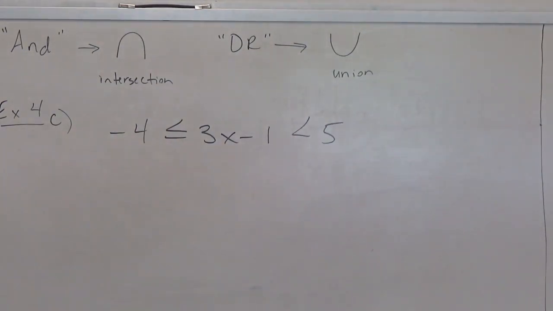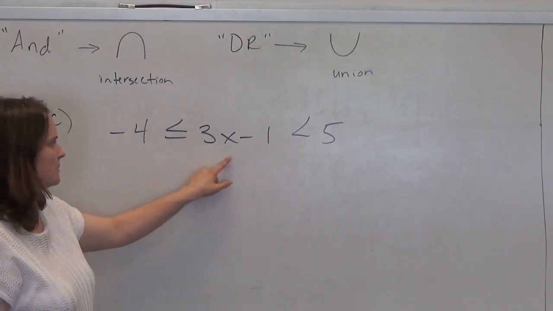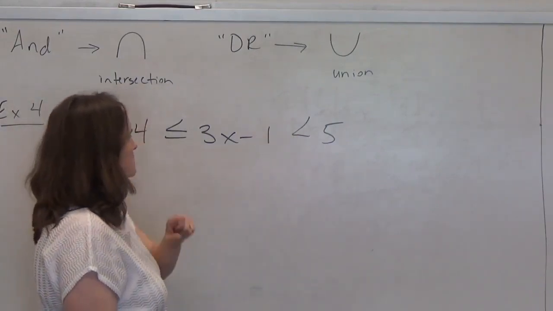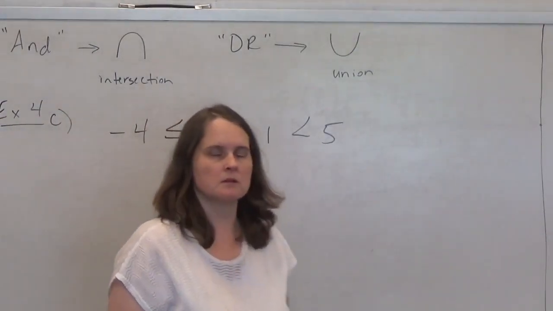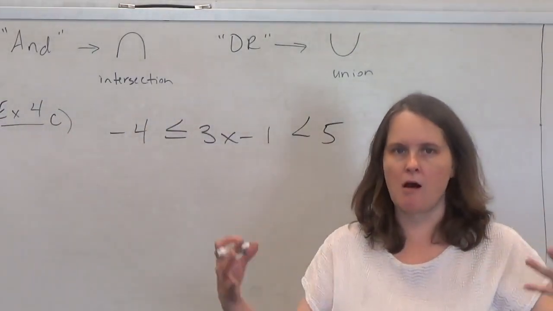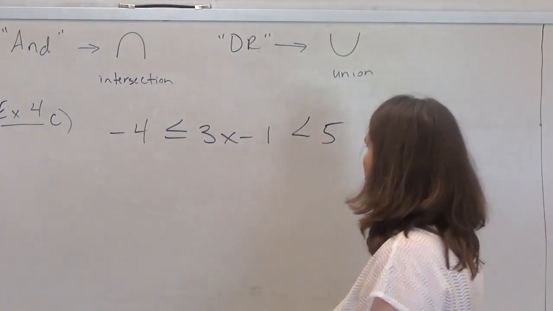Example 4, part C, we're asked to solve this. This is called a three-part inequality, or sometimes we call it a sandwich inequality. Negative 4 less than or equal to 3x minus 1 less than 5. So this is really the same thing as an and statement, but the and statement can be written all in one inequality with 3 parts.